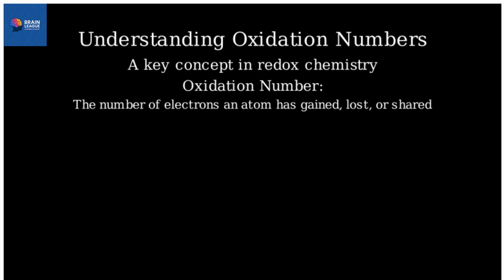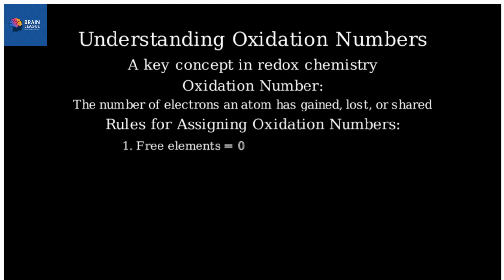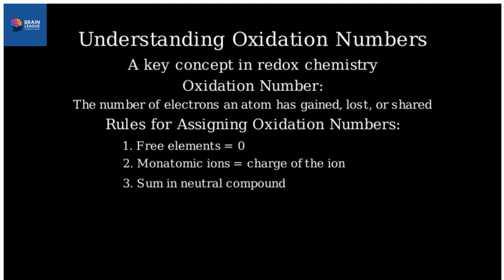Let's go through the basic rules for assigning oxidation numbers. Rule 1. The oxidation number of a free element is always 0. Rule 2. The oxidation number of a monatomic ion equals its charge. Rule 3. The sum of oxidation numbers in a neutral compound is 0. Rule 4. In compounds, fluorine always has an oxidation number of -1.